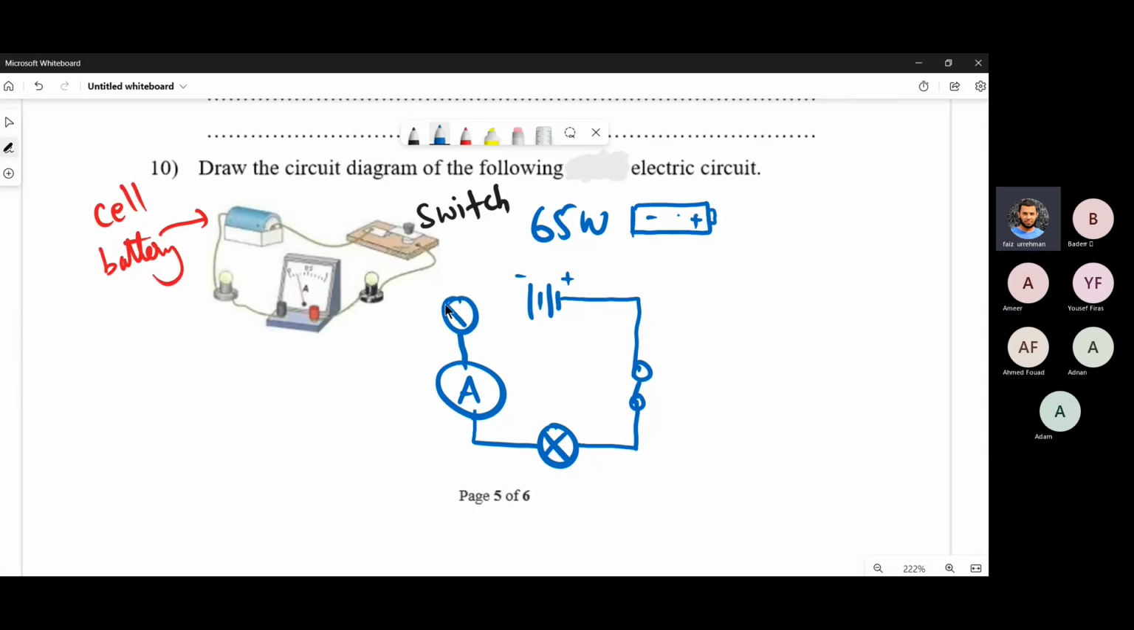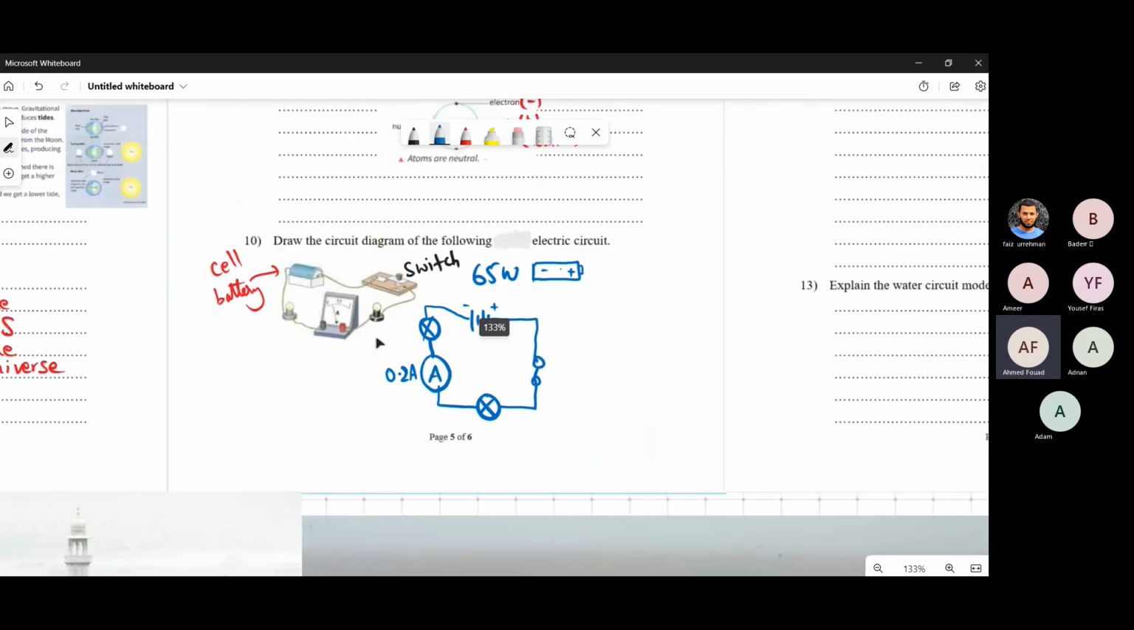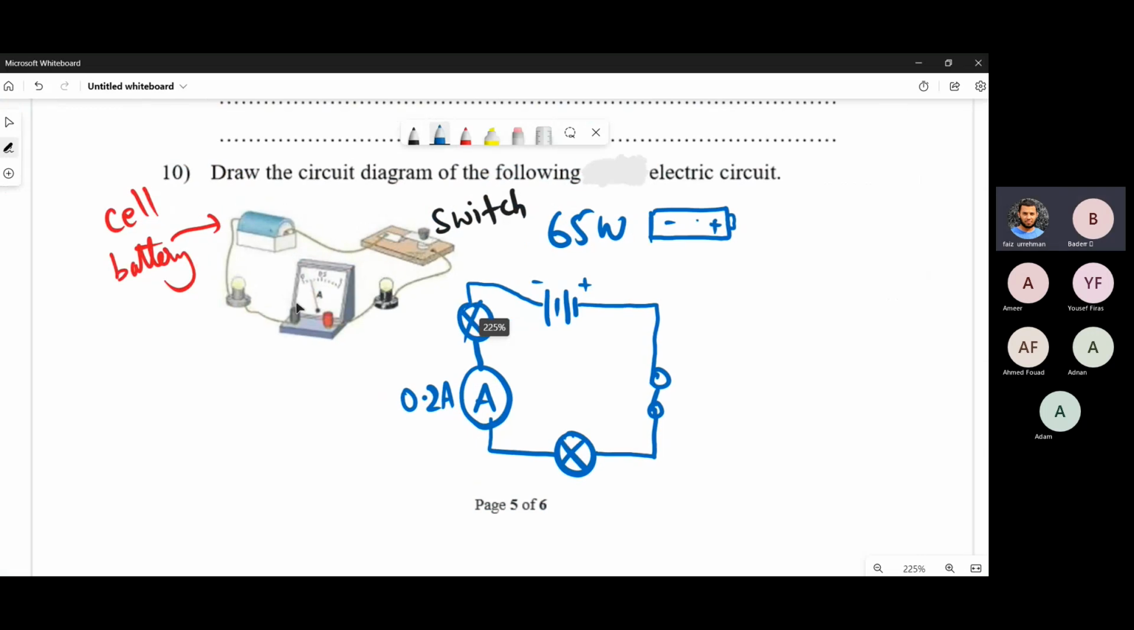I will make the bulb here and it is connected to here. That's all. Okay, if you want, I can write it, no problem. This is 0.2, I will make it 0.2. But Mr., I was wrong, it's 0.199. See?